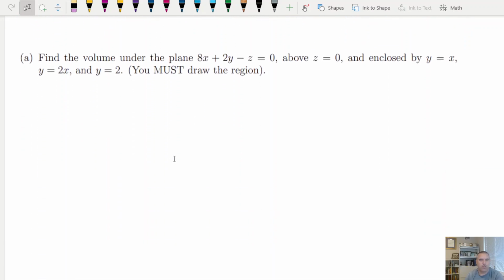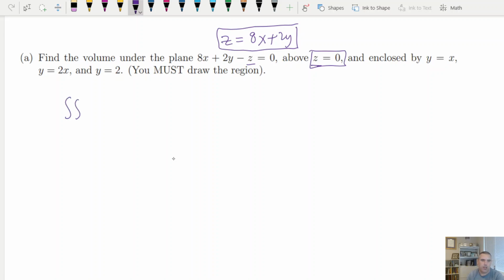Find the volume under the plane, and I think this was in the homework, above z equals 0 and enclosed by this. Let's follow the process. Are there any z's? There and there. Those are the only things in this problem that describe height. This one becomes, if I solve for z, z equals 8x plus 2y. So there's our z's. We're doing the volume between those. And so we write the double integral of 8x plus 2y. Step 1 done.